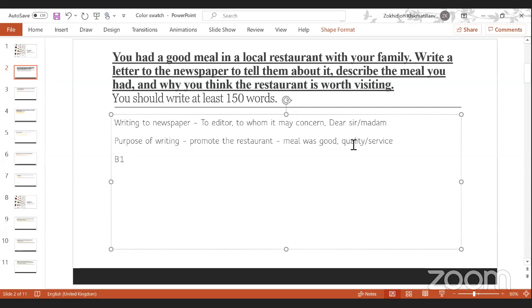We should have 2 paragraphs. What should B1 be about? Should you write, recently I visited that restaurant? Yes, you may even say the date when you visited this restaurant. But guys, do you need to state the name of the restaurant? Yes. Where should you state the name of the restaurant? At the end, in the middle, at the start? At the start. Beginning. Yes.